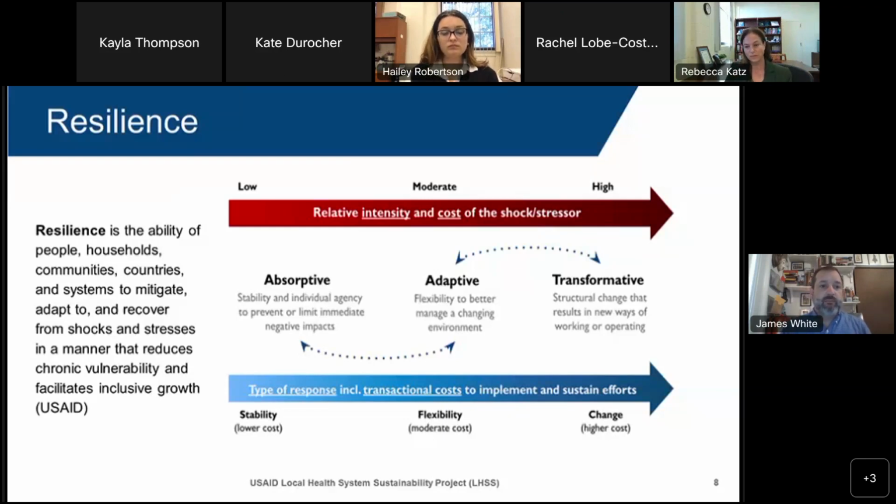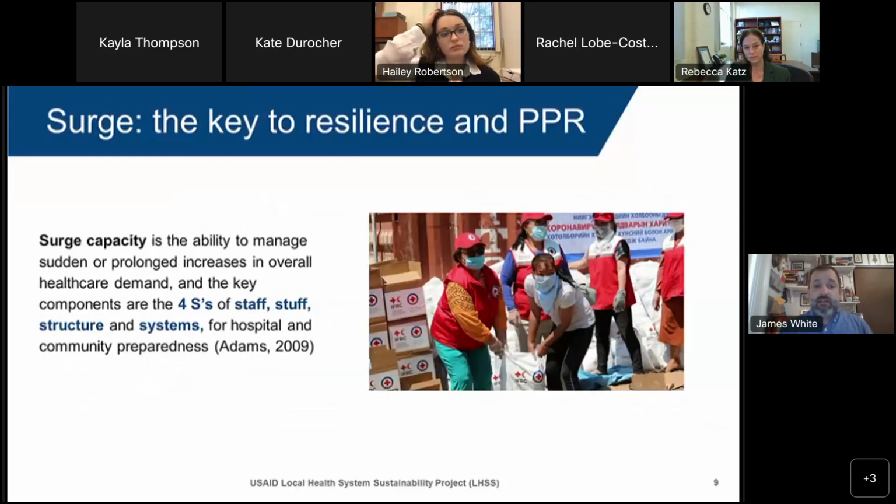Next slide, please. So then we come to this idea of surge, and that's what you'll be hearing about today and the additions that have been made to the healthsecuritynet.org site. Surge capacity, briefly, again, is the ability to manage sudden or unexpected or prolonged increases in demand for healthcare, both in an emergency and or just in a need for increased volume of service. And an easy way to think about it in some people's minds is the 4 S's.